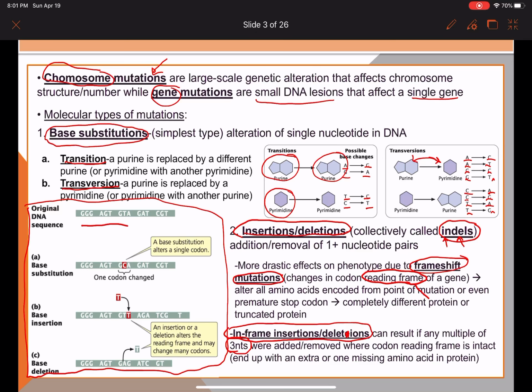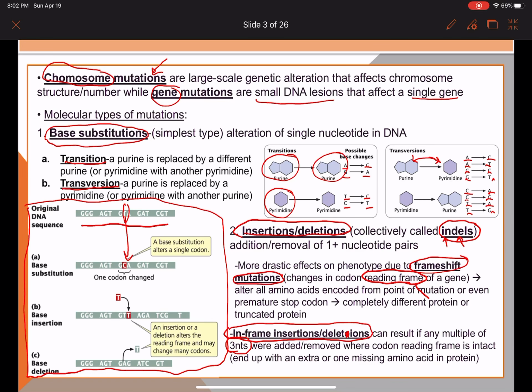Here's your original sequence, wild type. Base mutation means you're just switching out that one nucleotide, T to a C. Okay, so T to a C, is that a transition or transversion? It is a transition. So make sure you know how to identify that for the next exam. If I give you sequences, you're supposed to be able to tell me what kind of mutation it is, and if it's base substitution, what specific type of base substitution it is.